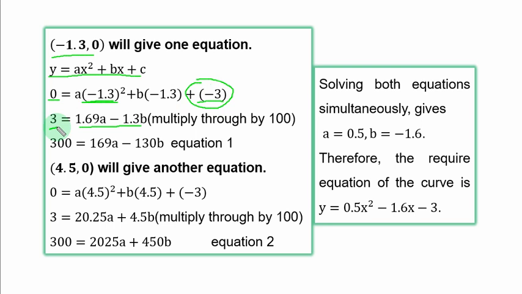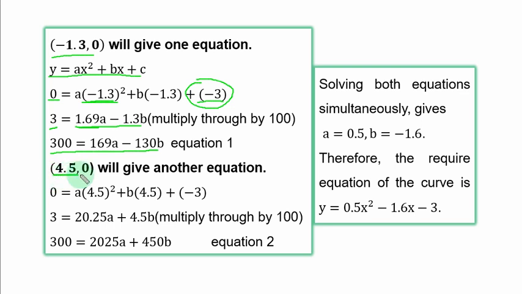If you wish to convert the decimal fraction to whole numbers, you have to multiply through by 100 because this term here is 2 decimal places. To make it a whole number, we need 100 to multiply it. So you multiply through the equation, and you have 300 equal to 169a minus 130b. You label it equation 1.